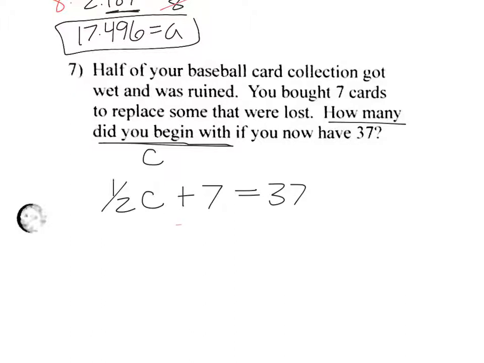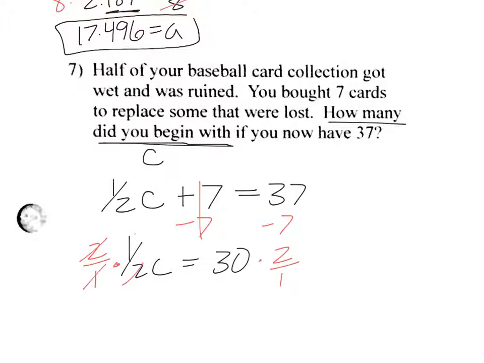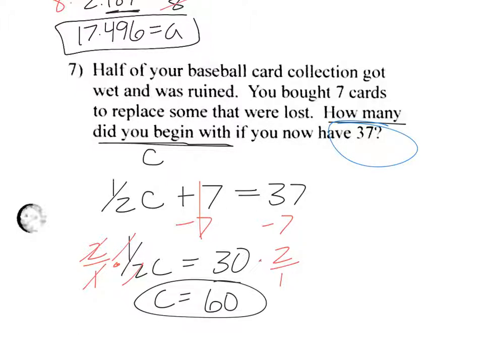So we subtract 7. So that's 1/2 C equals 30. Remember, to get rid of a fraction, you multiply by its reciprocal. So you multiply by 2 over 1. So those cancel. That leaves C as 30 times 2, which is 60. So let's think about this. What's half of 60? 30. And then you added 7 more that you bought. That would be 37. And that's how many we ended with. So the answer makes sense.